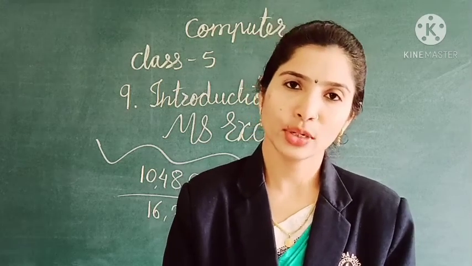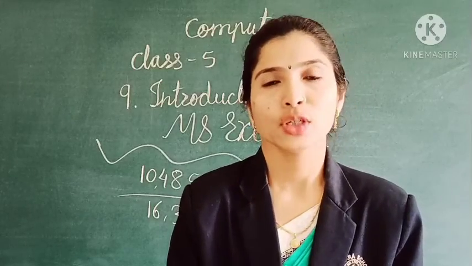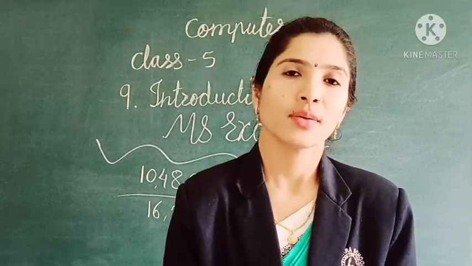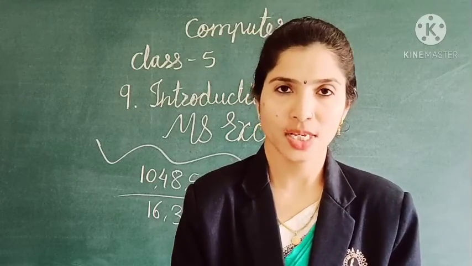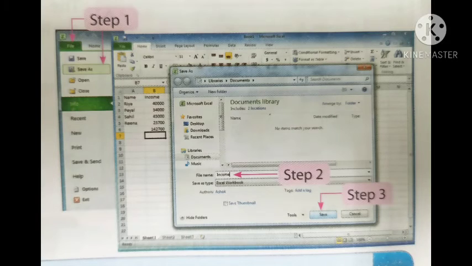Now we are going to see saving a workbook. We have 2 options to save a workbook. One is Save and another one is Save As. Click on the File menu to select the Save or Save As option. A Save As window opens for you. Type the name of the workbook in the file name box and finally click on the Save option to save the document.